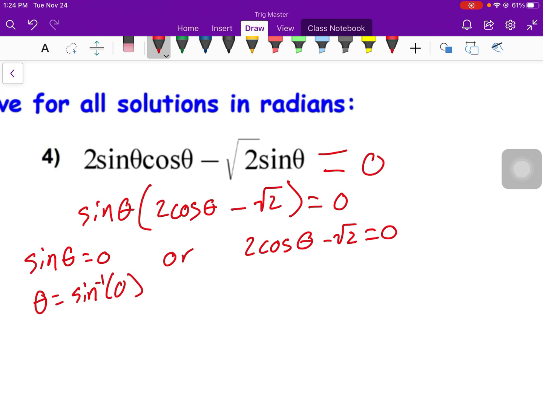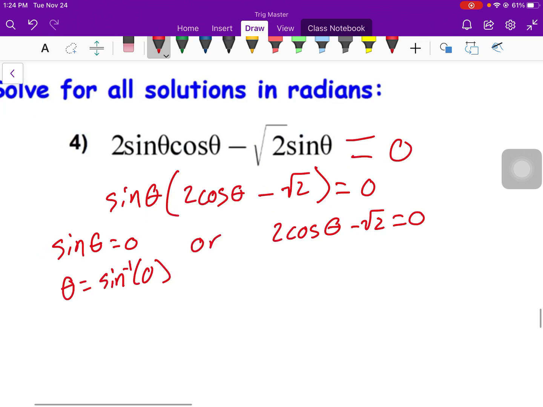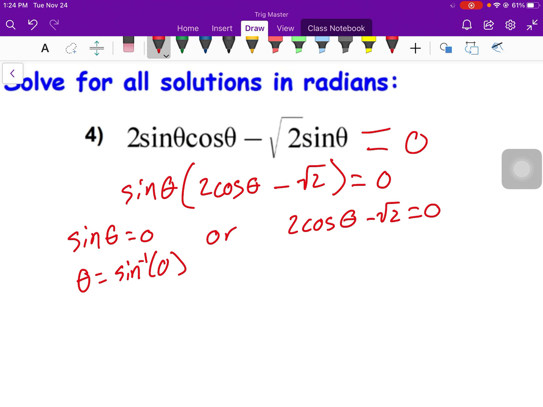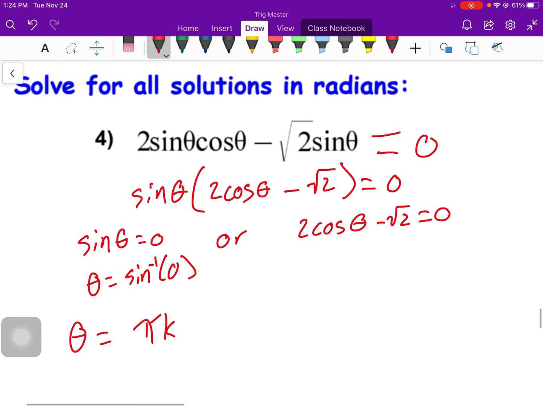So this first one, sine inverse of 0, we're finding all solutions in radians. Sine of theta equals 0 at 0 radians, pi radians, 2 pi radians, 3 pi, 4 pi, etc. So I could say theta equals 0 plus pi k, or you could just put pi k radians. If k equals 0, 1, 2, 3, 4, 5, doesn't really make a difference. You'll be on that far left or far right side of the circle.